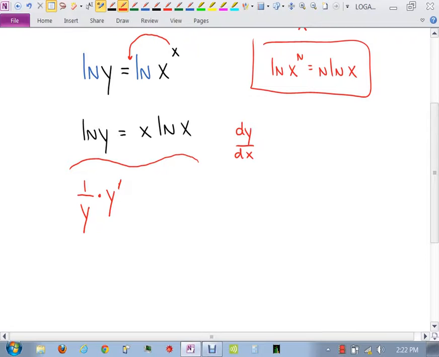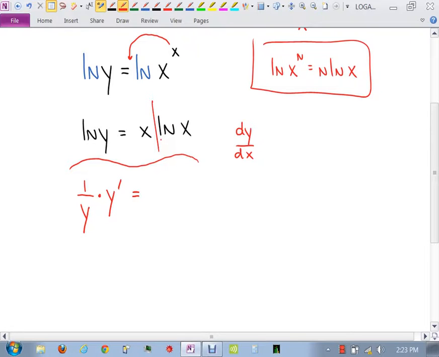Does everyone see that the derivative of a natural log of y is 1 over y times y prime? No one has a question? That's the left side. There's nothing else to do on the left. What about the right side? What do you see happening over here? Product rule.